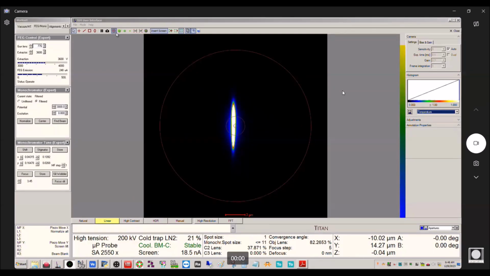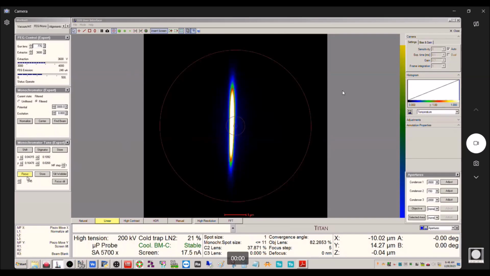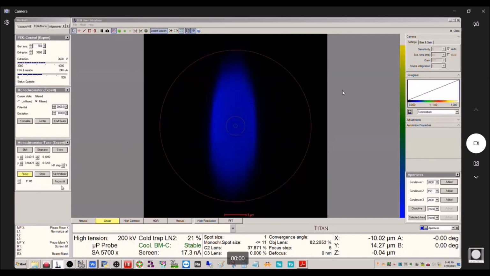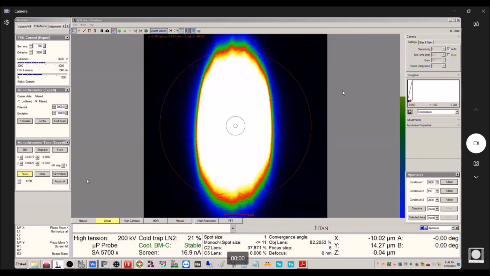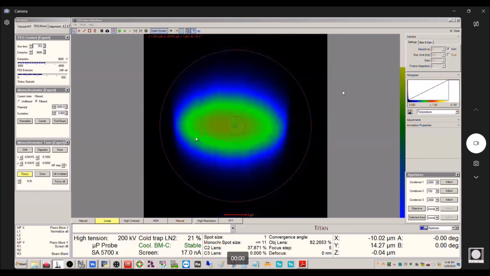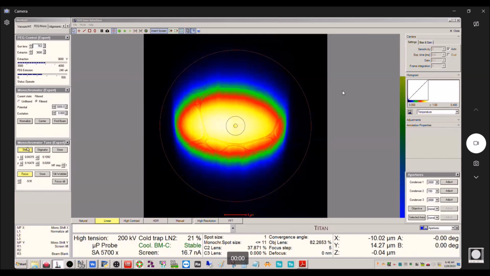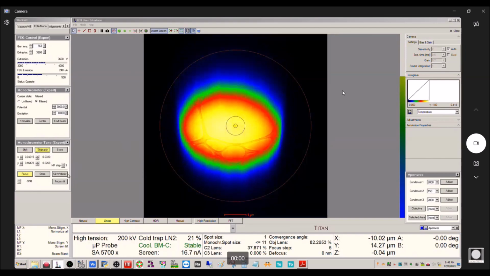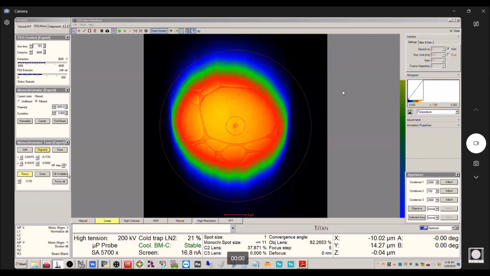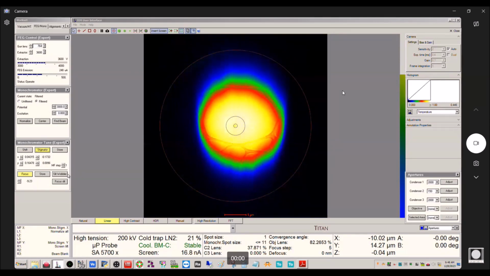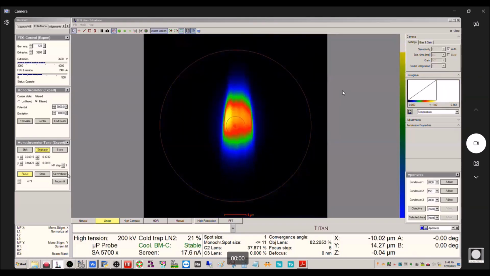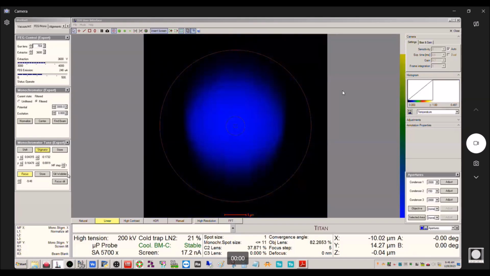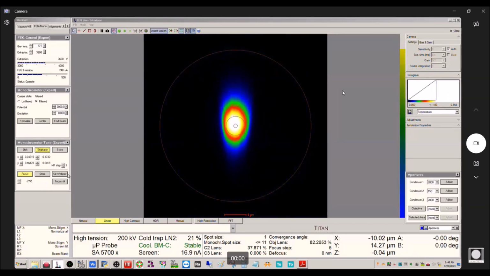All right, so if we mag in a couple clicks here, go to focus. We definitely have some X stig here. You can see this is stretched this way and then it gets elongated this way. So let me do stigmator here. There's a little bit of Y. Okay, so that's not too bad right there.